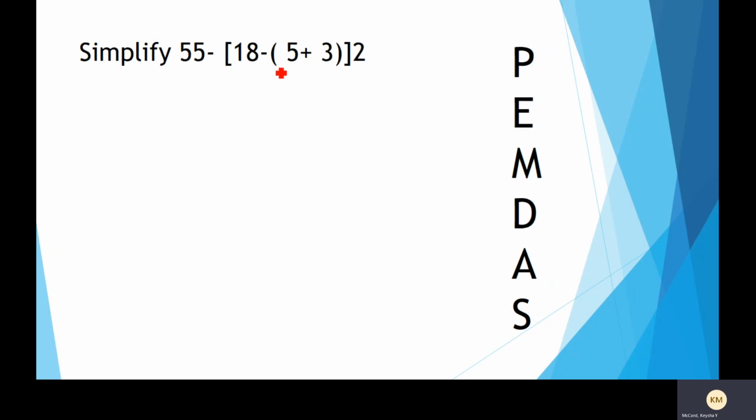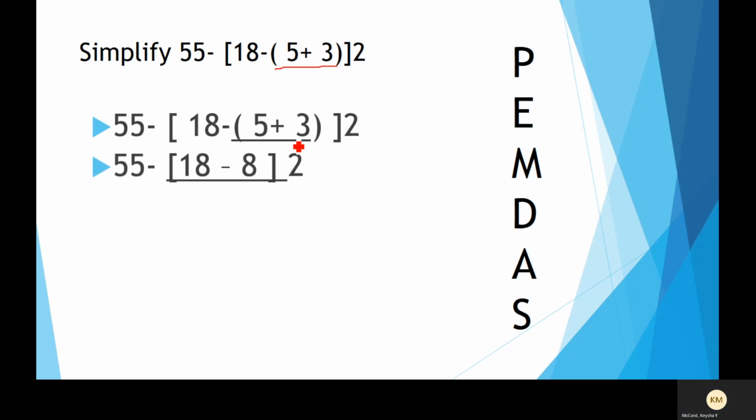So if I look here inside my brackets, I have a parentheses. So the first thing I'm going to do is add 5 plus 3. So 5 plus 3 is going to give me 8. So this is what I have now. 55 minus brackets, 18 minus 8, close brackets, times 2.